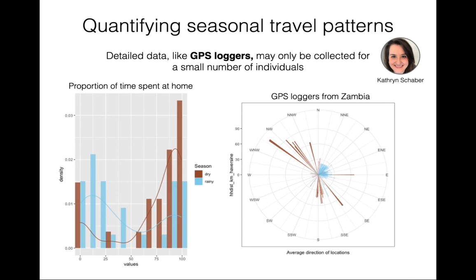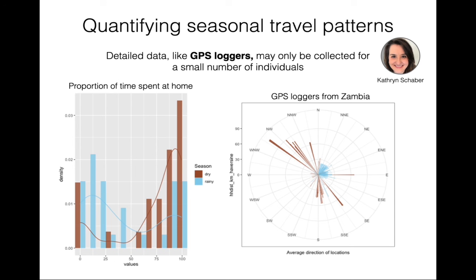For example, here are data collected from Zambia that a postdoc in my group, Catherine, is working on. These data were collected as part of a study of malaria in an area of Zambia that has distinct dry season, shown in brown, and rainy season, shown in blue. As you can see on the left-hand side, the proportion of time an individual spends at home can vary greatly between the wet and dry seasons.